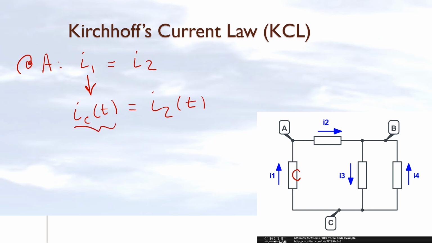Also, we know that this IC is related to the voltage across the capacitor. It is equal to C dVc/dt, and this is equal to I2 of t to complete the KCL. So this gives us a first order differential equation in which we can use to solve for the capacitor voltage if we already know how I2 looks like.